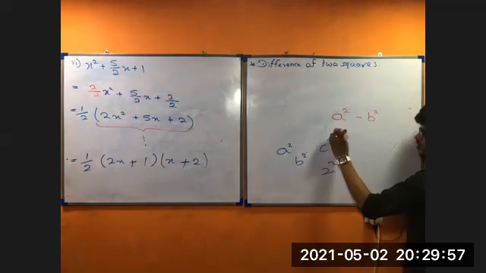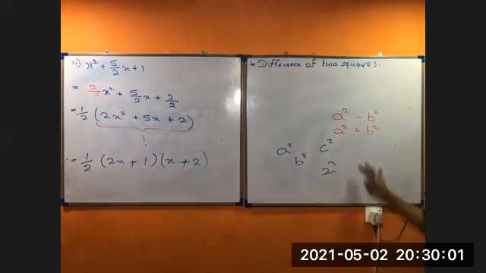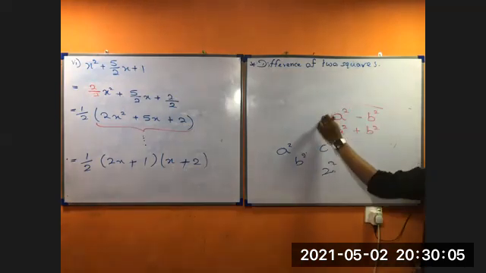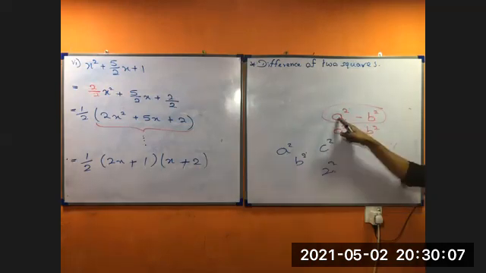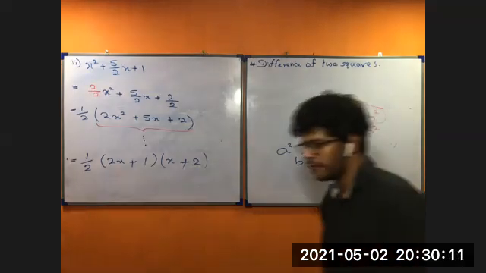So is this a difference of two squares? No, right? This is addition of two squares. But this is a difference of two squares. So from one square, you are subtracting another square term. So this is called the difference of two squares.